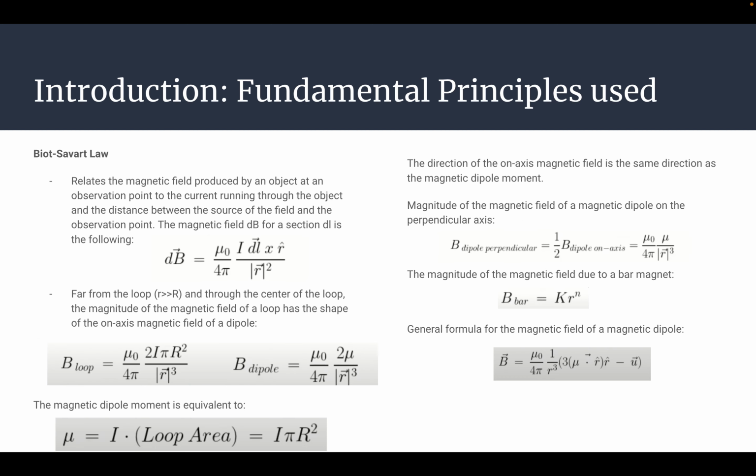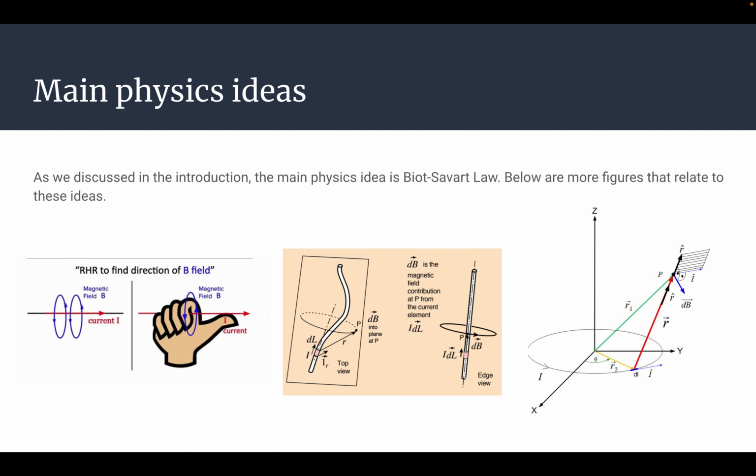The fundamental principle used is the Biot-Savart Law, which relates the magnetic field produced by an object at an observation point to the current running through the object and the distance between the source of the field and the observation point. The magnetic field dB for a section dl is the following, and then more formulas related to this law are shown on the screen. As we discussed in the introduction, the main physics idea is the Biot-Savart Law. Below are more figures that relate to this idea.